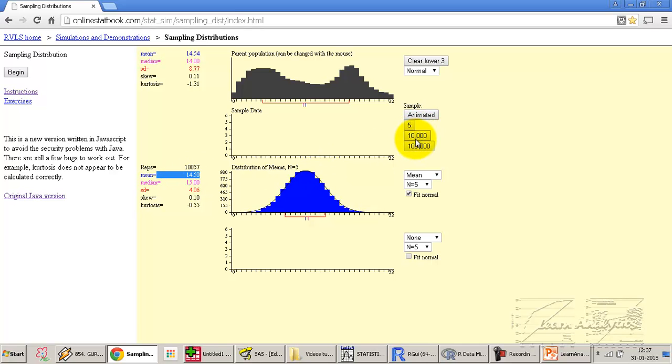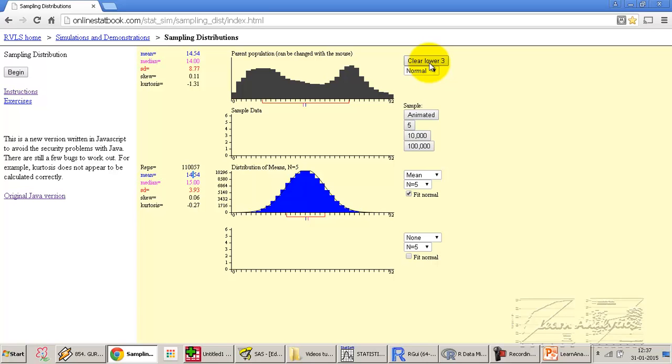Now instead of 10,000, let's push it up another notch to 100,000. At 100,000 samples, it comes very close. So the sampling mean is 15.54. It is coming very close to the population mean. And this shows that even if the parent population is far from a normal distribution, the sampling means follow a proper normal distribution. And the standard deviation of this is 3.93, which is the standard error in our sampling mean.